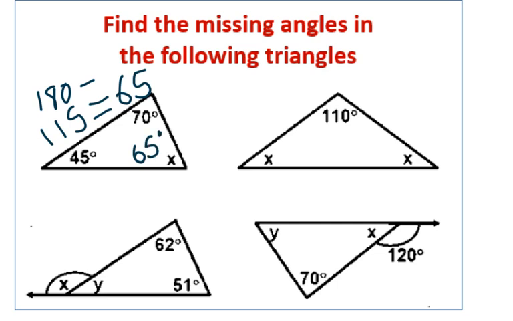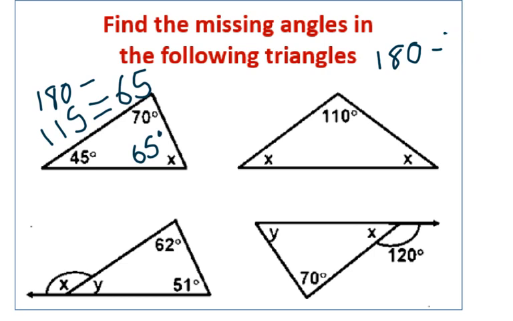Now, this one, I've got two missing angles. However, because they're both labelled X, that means it's the same number. If they were different, one would be X and one would be Y, and that would show that they're different numbers. But these must be the same, which means they're equal. It's an isosceles triangle. So on this one, I would start by taking away the 110, which leaves me with 70.